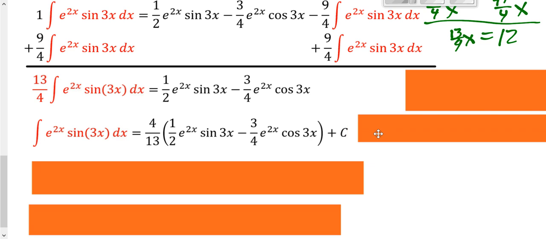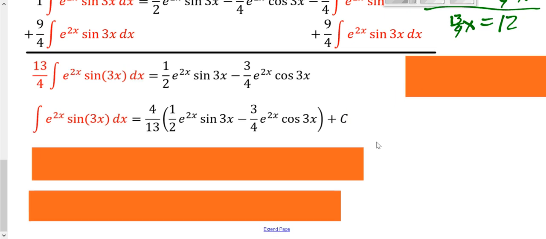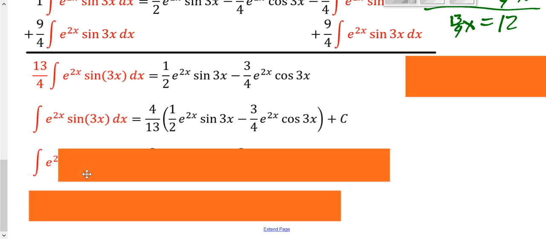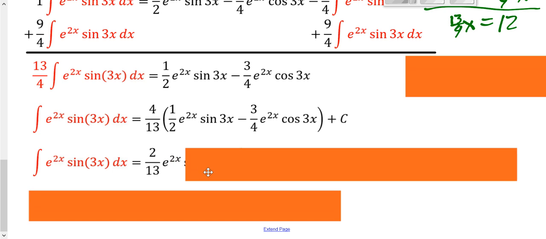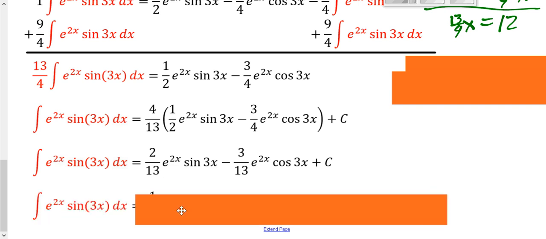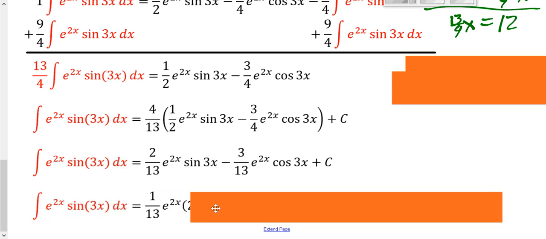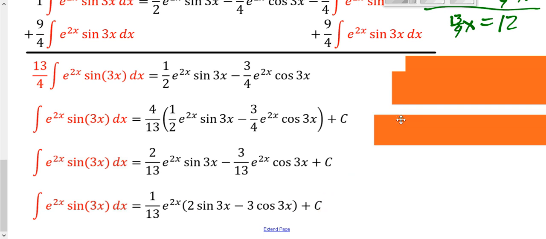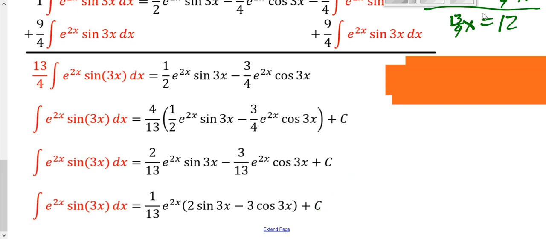So we want to make sure we remember to add C. So here you have a couple options. You could either try to pull stuff out right away, but I think it might be easier if we go ahead and distribute that 13/4 through, 13/4 onto a half, 13/4 onto this. Now I would probably go ahead and pull stuff out. I would probably pull out my e to a power and then pull out my 1 over 13. Over 13, e to a power, and then I'm left with this. So that's what I would get for my final answer.